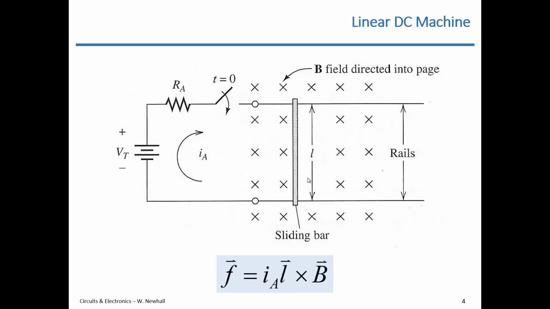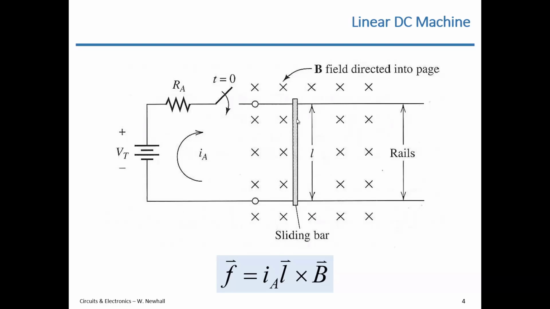Then apply a magnetic field. So here's a magnetic field. These X's represent a magnetic field going into the slide, into your screen. That's what the X means here. And the bar is within that magnetic field. So if you close the switch, you're going to cause current to flow out of the battery through the resistor, through the switch, down through this sliding bar back to the battery. So that's going to be the direction of positive current flow. That's what IA describes here.